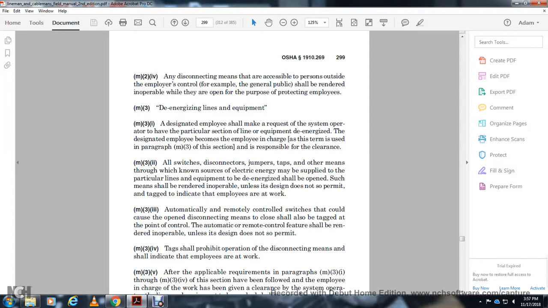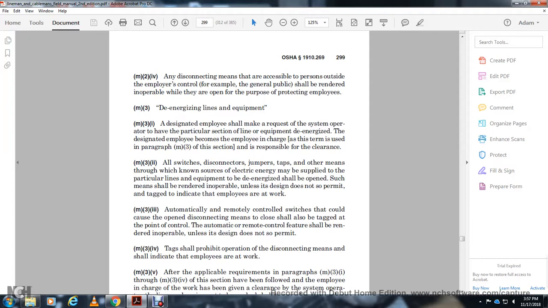All switches, disconnectors, jumpers, taps, or other means through which known sources of electrical energy could be supplied to the particular lines and equipment to be de-energized shall be opened. The disconnecting means shall be rendered inoperable. One that does not permit this shall have a tag indicating employees at work. Automatically and remotely controlled switches that could be closed shall be addressed.